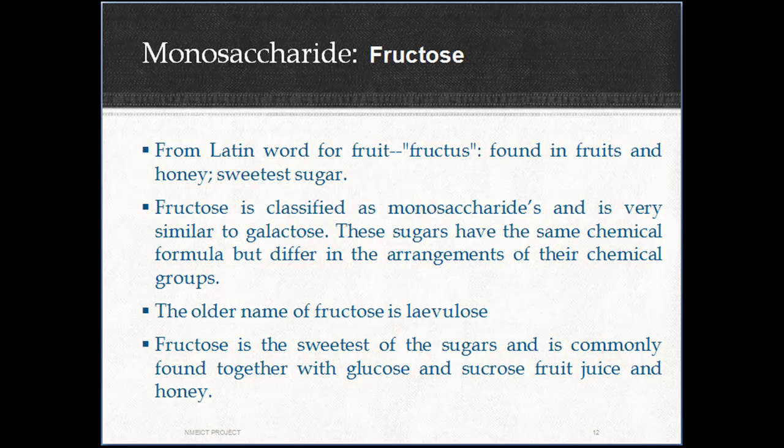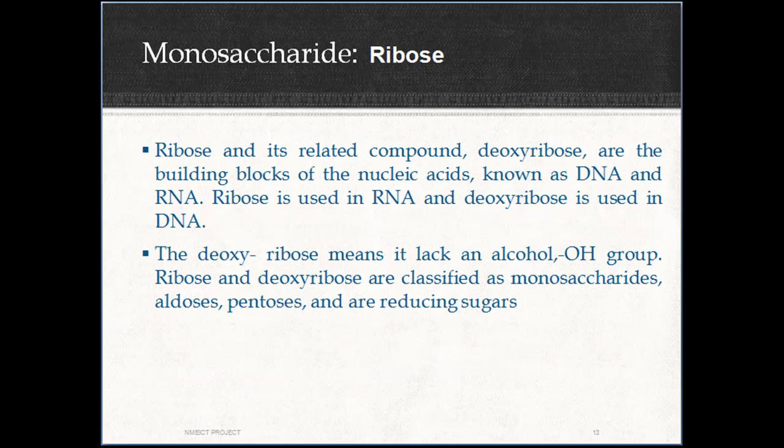Another example is ribose and deoxyribose, which are the building blocks of the nucleic acids known as DNA and RNA. Ribose is used in RNA and deoxyribose is used in DNA. Deoxyribose means it lacks an alcohol, that is an OH group. Ribose and deoxyribose are classified as monosaccharides. They are aldoses, they are pentoses and are reducing sugars.